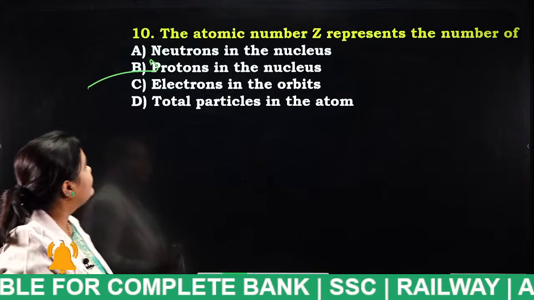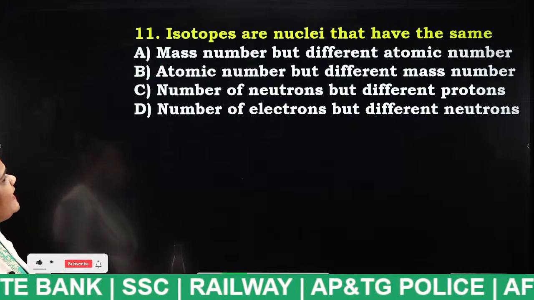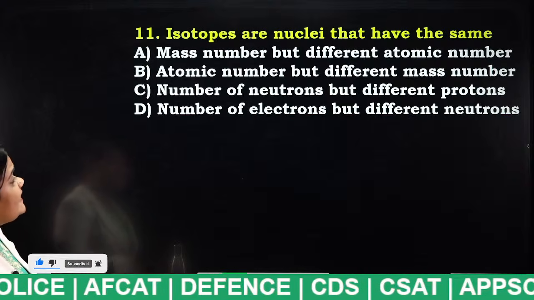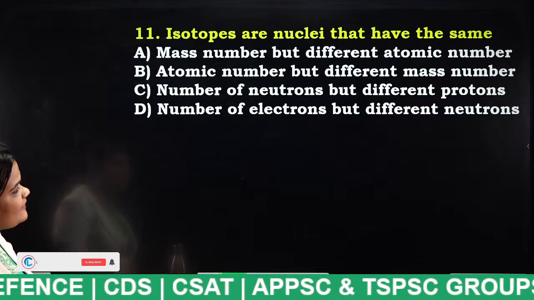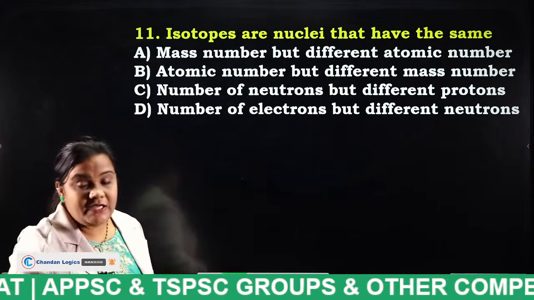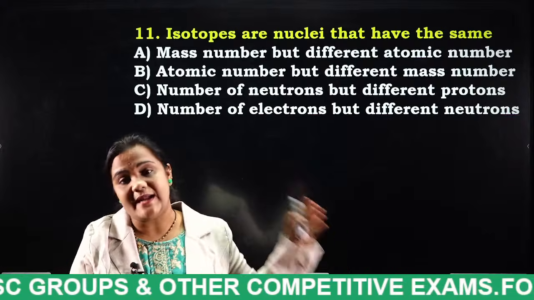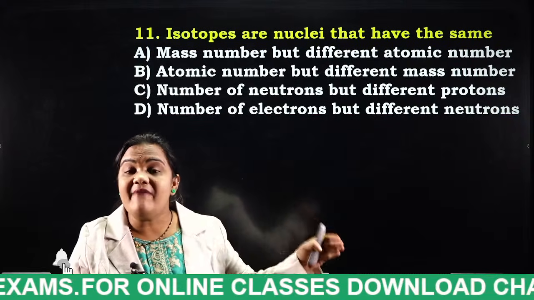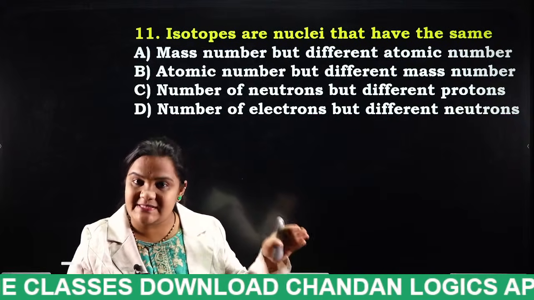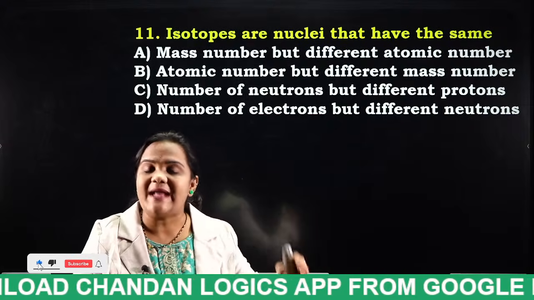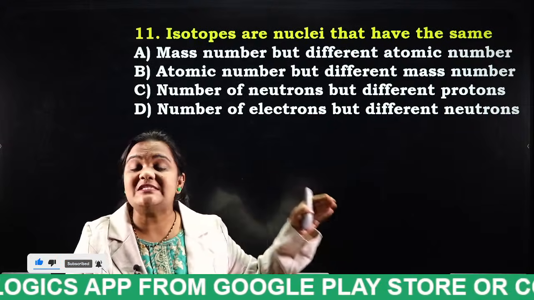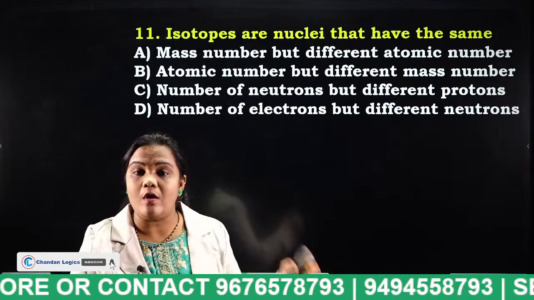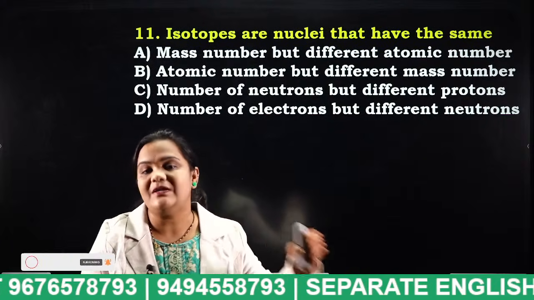Okay, done. Thank you. Next, isotopes are nuclei that have the same mass number but different atomic number, the same number of protons but different neutrons, or the same number of electrons but different neutrons. I have even explained isotopes, isobars and isotones. Isotones are nuclei having the same number of neutrons but different atomic number. Isobars have the same mass number but different atomic number. Isotopes have the same atomic number but different mass number.